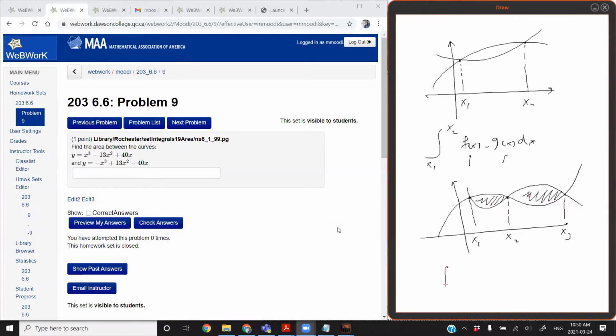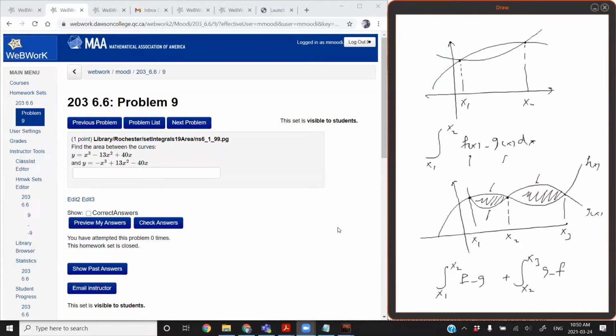So you'll have to calculate the integral from x1 to x2 of the function that's on top minus the one that's at the bottom. So let's say that this one that is on top is f of x, and the one that's at the bottom is g of x. So from x1 to x2, it's going to be f minus g, plus from x2 to x3, here g is on top, g minus f.